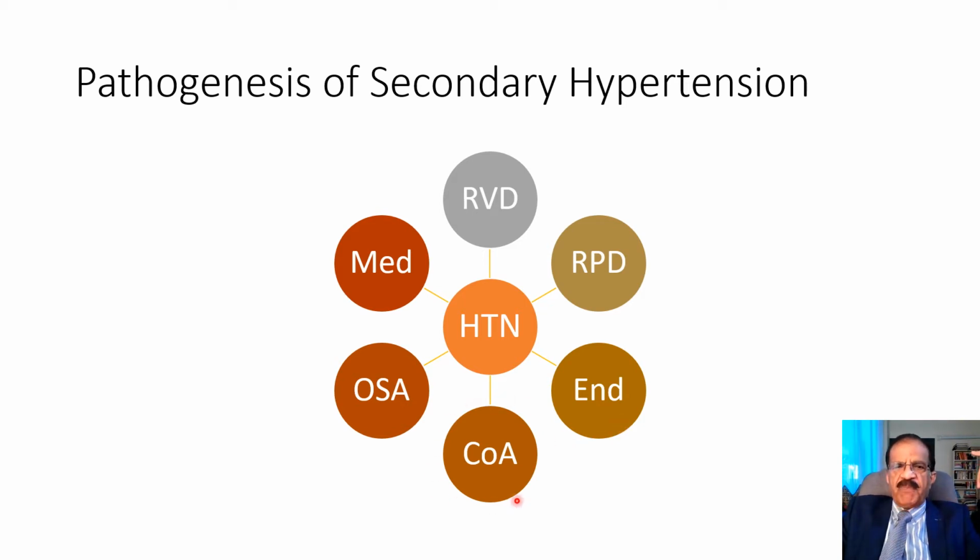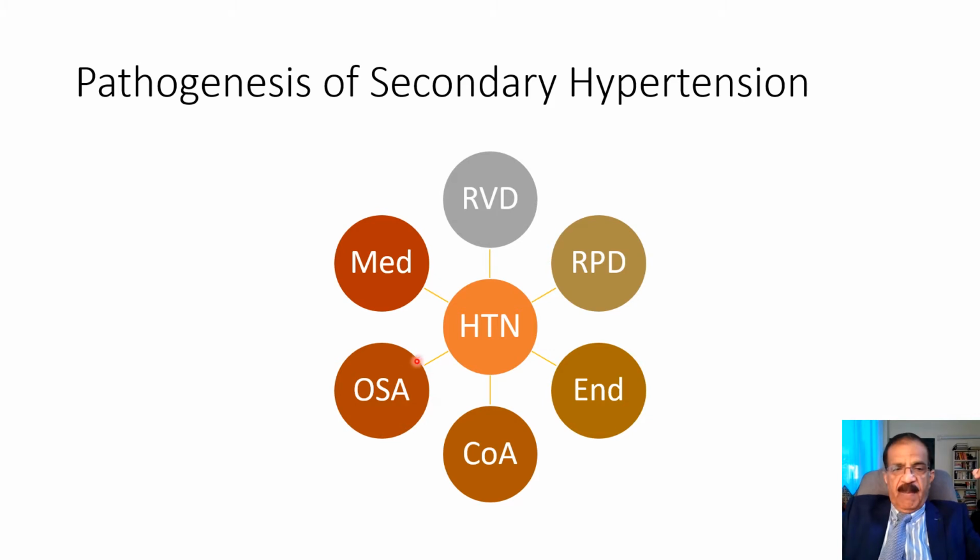Coarctation of aorta will of course lead to increased blood pressure in the upper limbs, because blood is not going downward. But I think the major factor in the pathogenesis of coarctation of aorta is actually renal ischemia, because blood is not going to the kidneys, and kidneys are ischemic, and then they produce renin, and then angiotensin 1, angiotensin 2, then aldosterone, and that mechanism will be activated.